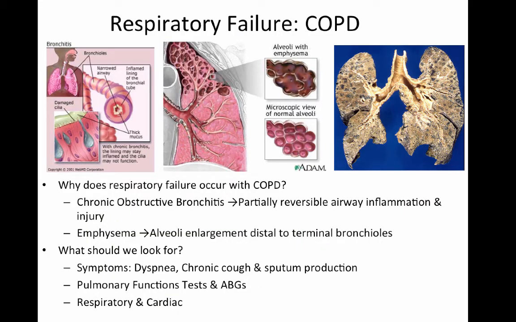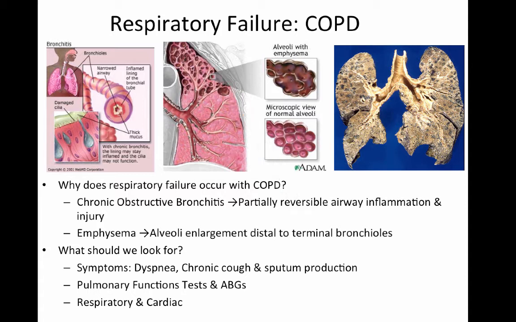So we'll look at a few disease processes really quickly, just so that you remember the patho behind some of the things that we're going to talk about. COPD is one. We'll talk about respiratory failure in COPD specifically. Why does respiratory failure occur with COPD? Well, COPD has two variables. COPD is really an umbrella term, and it either is a function of chronic bronchitis, so patients can have a chronic bronchitis picture. They can also have an emphysema picture, or they can have a mixed bronchitis and emphysema as well.